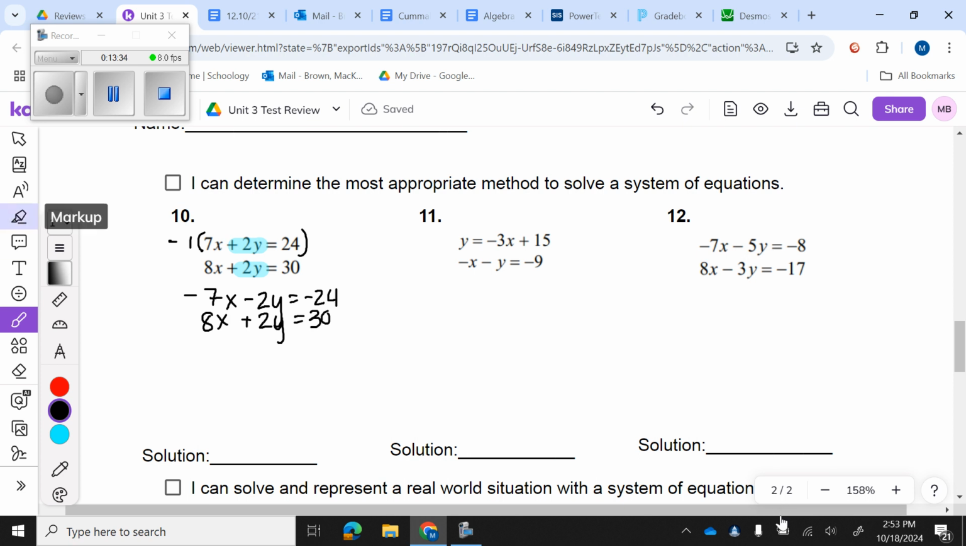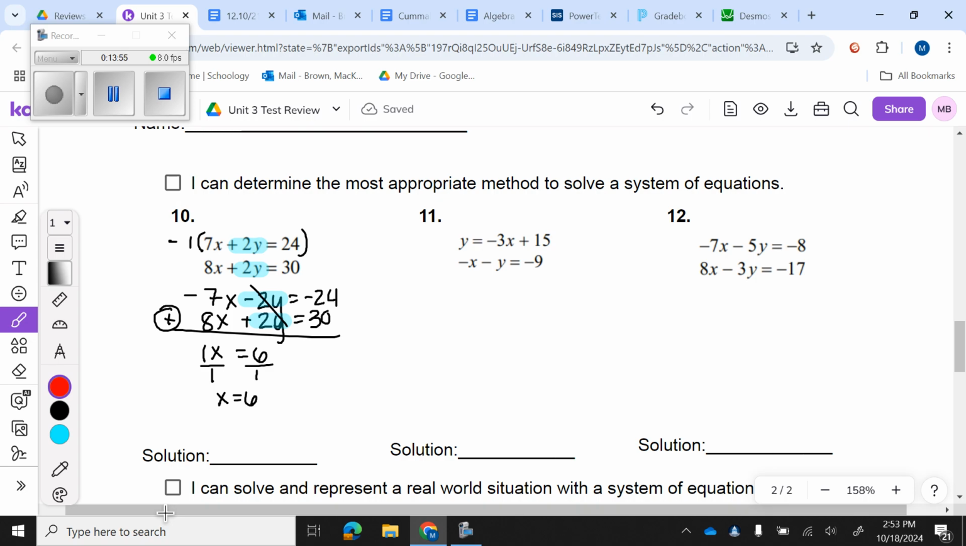And now that I have two things with the same coefficient but opposite signs, I know that I can add to eliminate. I'm going to get a 1x. My y's are going to cancel, equals 6. If I divide both sides by 1, that tells me x equals 6. I have to go and substitute this back in so I can solve for y.